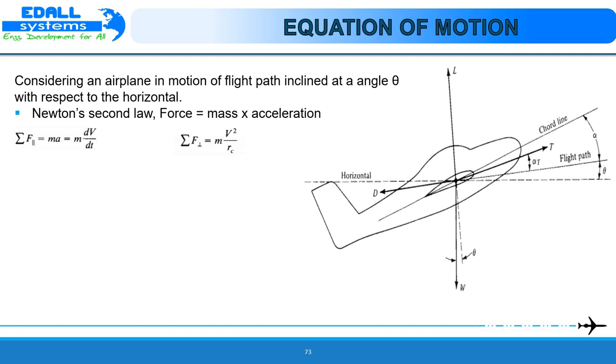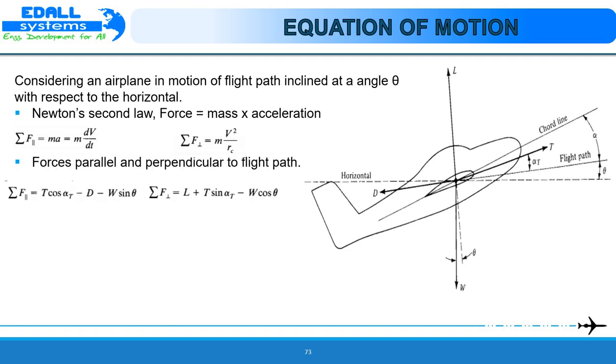Now applying Newton's law perpendicular to the flight path, we have sigma F perpendicular equals m v square by rc, where sigma F perpendicular is the summation of all the forces perpendicular to the flight path and v square by rc is the acceleration normal to the curved path with radius of curvature rc.